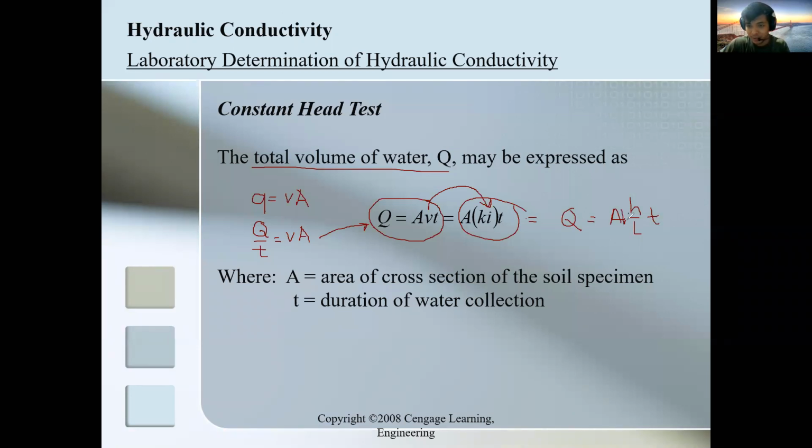Let's write it properly. So A times K times H over L times T. Or in other terms, that's QL equals AKHT. Okay?